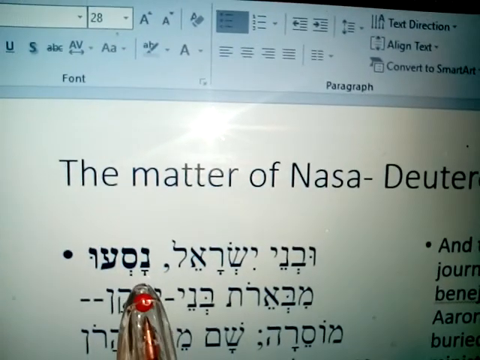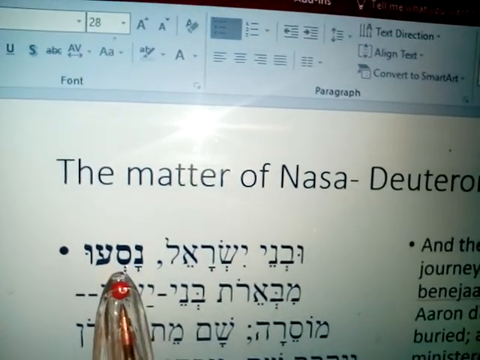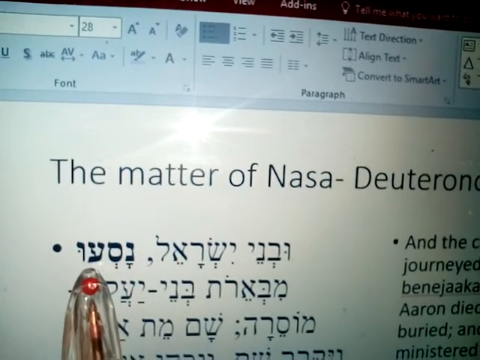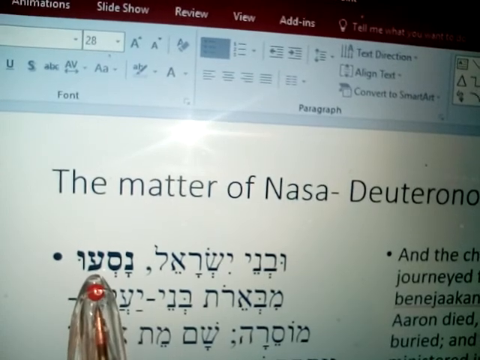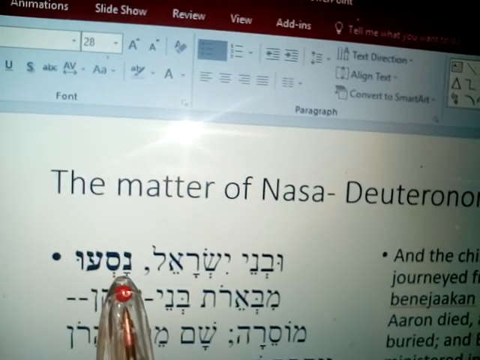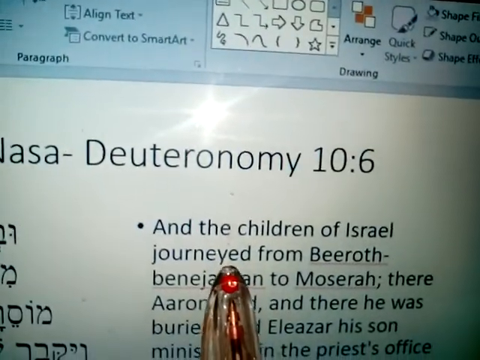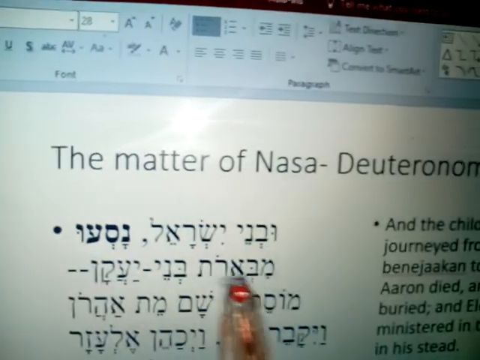Now this word that you see right here, Nas'u, comes from its root word Nasa, but it ends with an ayin. Therefore, it is referred to in many cases as the Lamed Ayin, which some refer to also as a guttural. All right, now, Nun, Samek, and Ayin means what? Journey. Ubnei Yisrael, and the children of Israel, Nas'u, they journeyed.